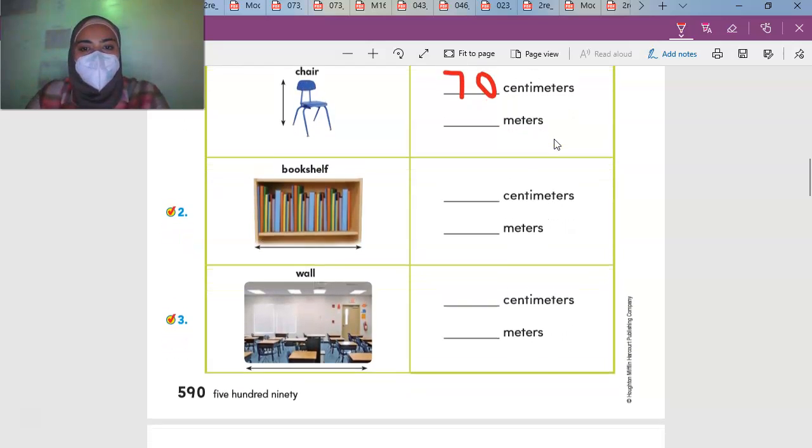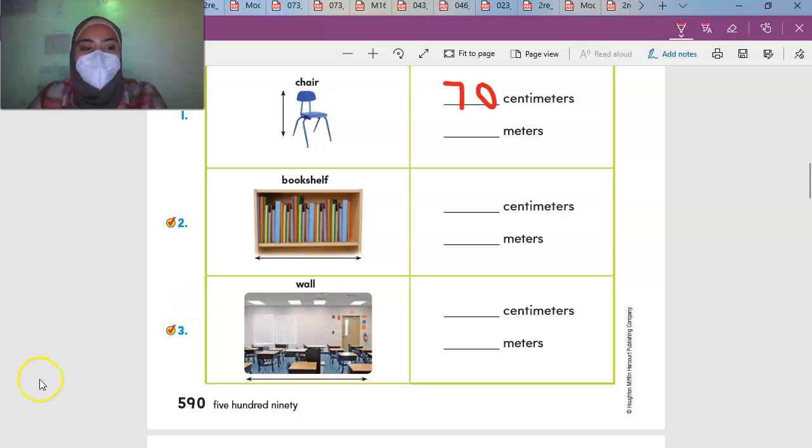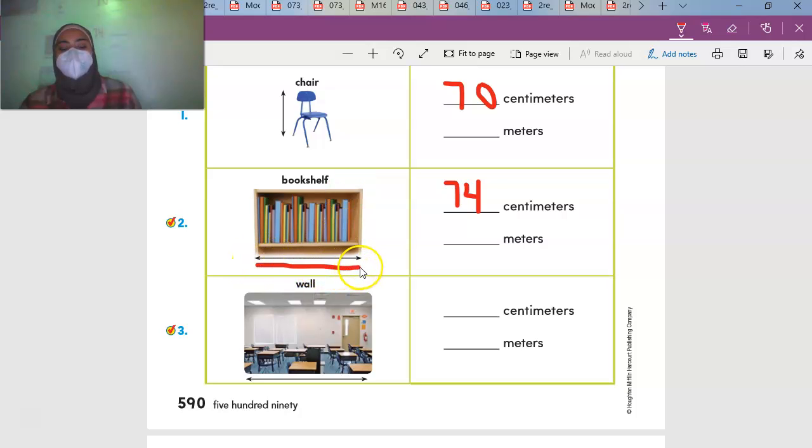All right. Let's talk about the bookshelf. Okay, so the bookshelf was about 74 centimeters. I measured the bookshelf, the width, not the height. Look at how the arrow is pointing this way. So they want you to measure it this way, width, not the length. All right, so we said it was 74 centimeters. Is 74 centimeters any meters? No. It's not because it's less than 100, so just leave it blank.